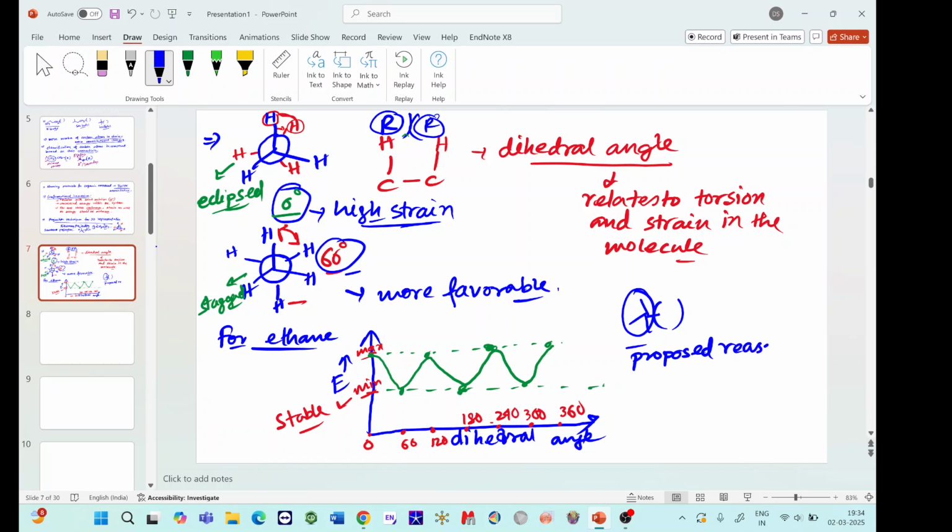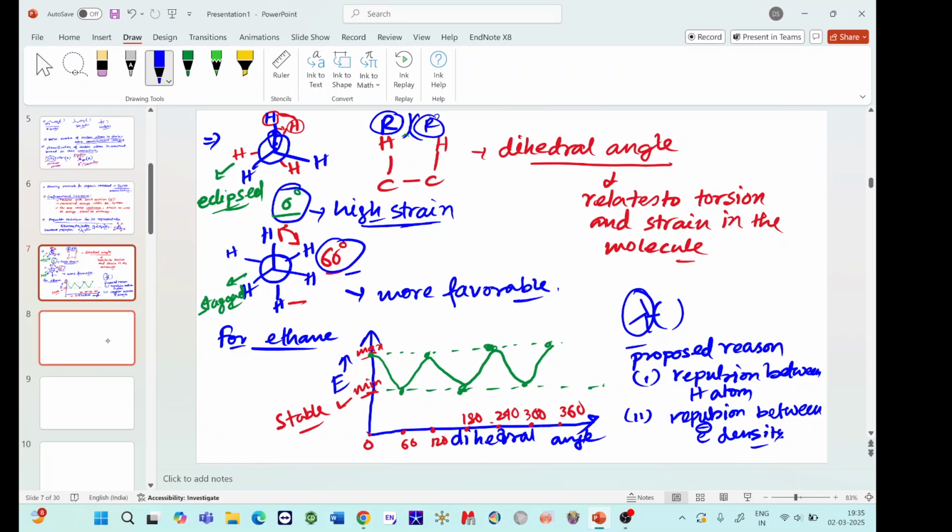Initially the proposed reason was two. One, they proposed repulsion between hydrogen atoms, and similarly repulsion between electron density. From where is the electron density coming? From the bond. You have a CH bond, so there you have some electron, right? It has some orbital, so this has some electron density. So the repulsion between the electron density. This was proposed but not proved altogether.